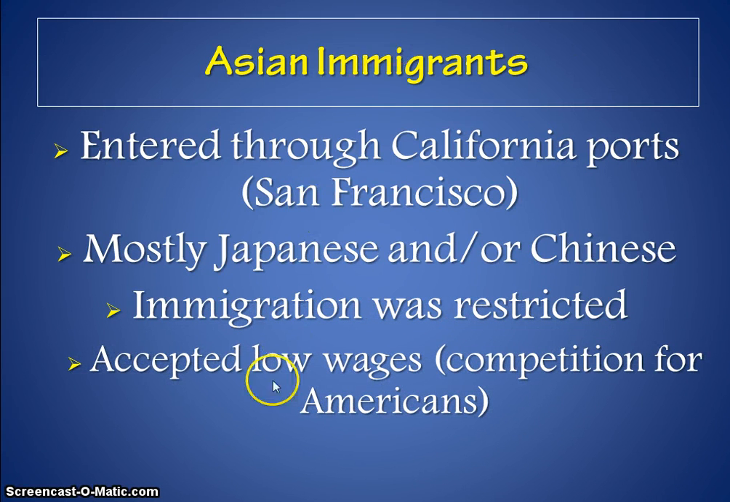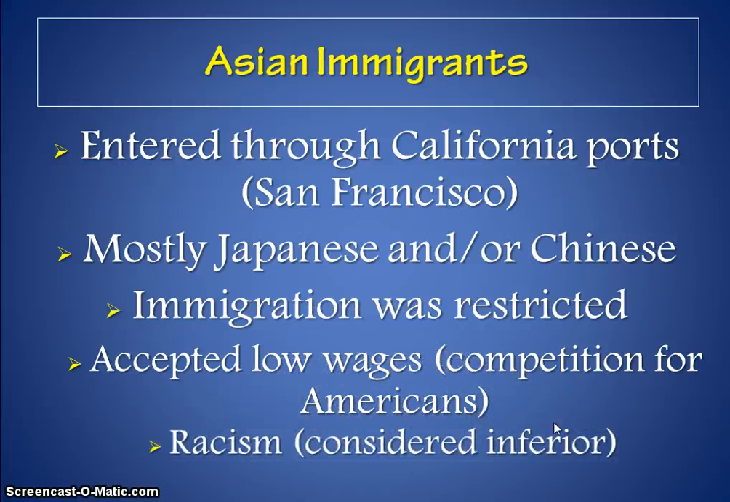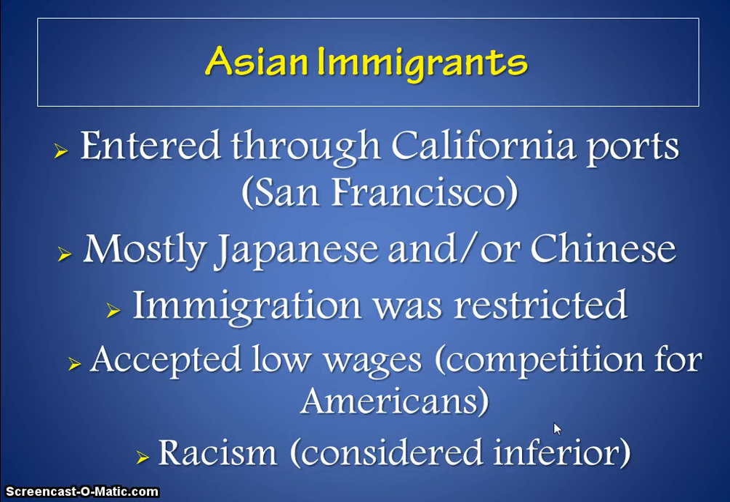And these Asian immigrants often accepted very low wages, which led to competition with Americans for jobs. And there was a lot of racism towards these Asian immigrants. The people that already lived in the United States considered Asians to be inferior, based solely upon their race, which of course is what racism is.